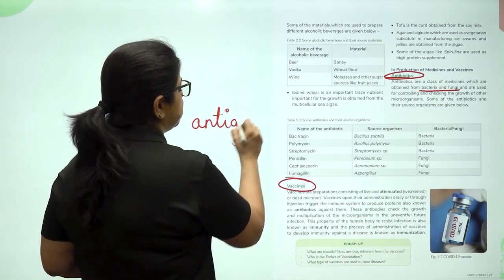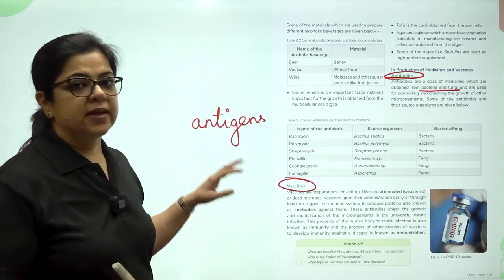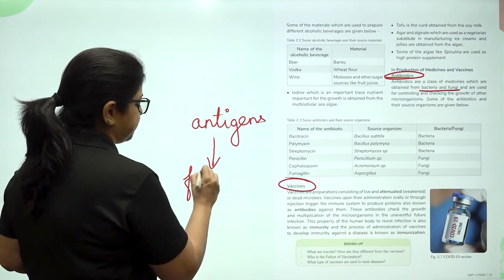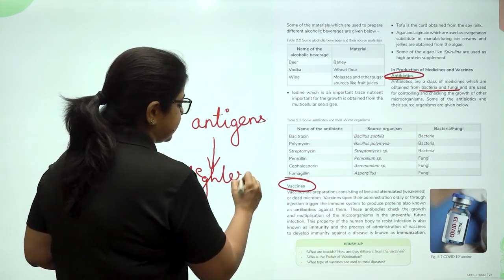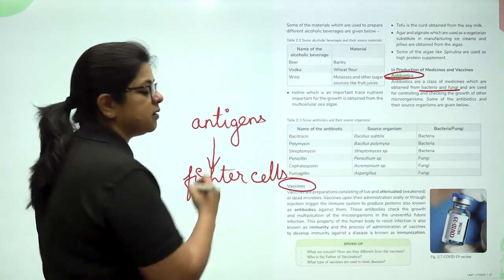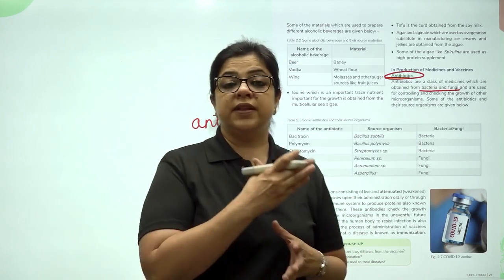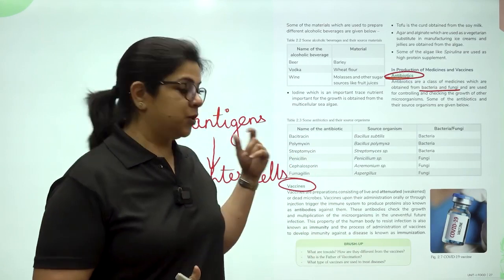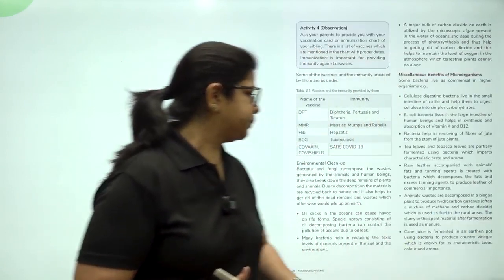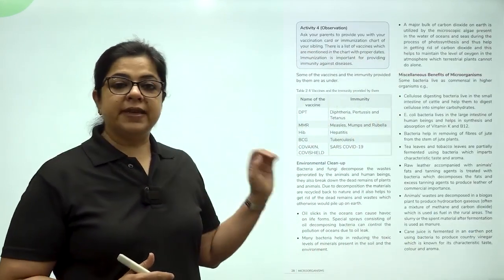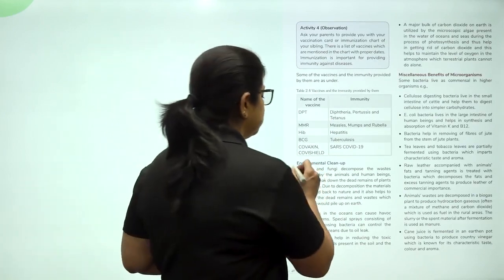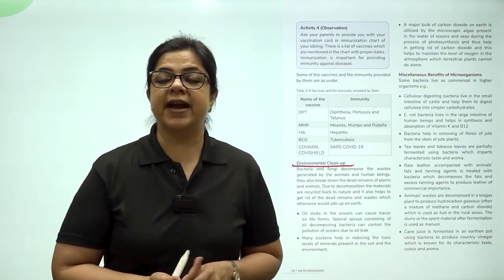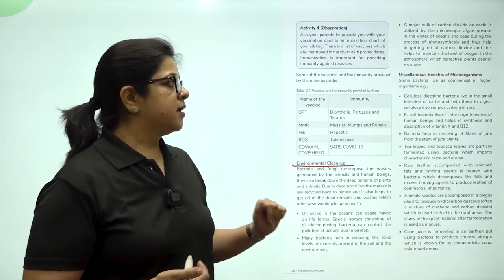the body began to produce antigens. These antigens are like the fighter cells of your body. So once these fighter cells are created in a large number in the body, when the real microorganism enters the body, they are able to fight back. Bacteria also function to clean up the environment by decomposing dead and decaying matter.